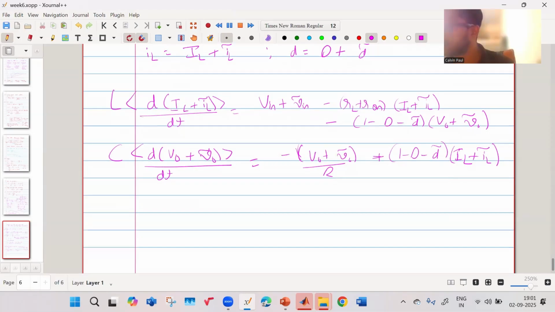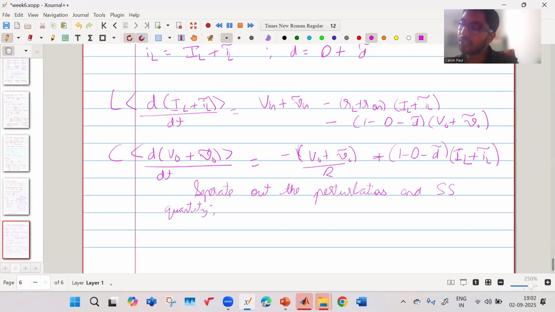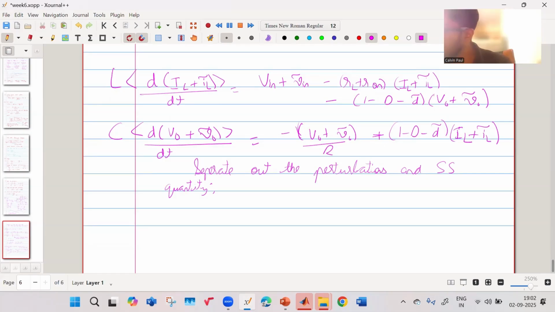Now we have to separate the perturbation. We have to separate out the perturbations and steady state quantity. So let us look first into the steady state quantity. That is your L derivative of I_L. The average value is 0. So L dI_L/dt is 0. So that means 0 is equal to V_in, just the average quantity, minus I_L into (R_L plus R_1) minus (1 minus D) into V_0. This is equal to 0.